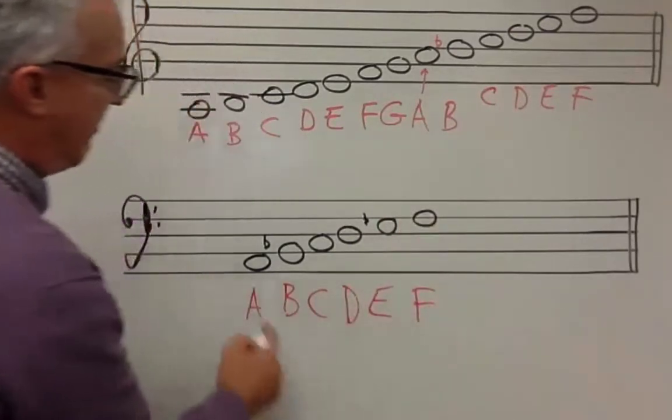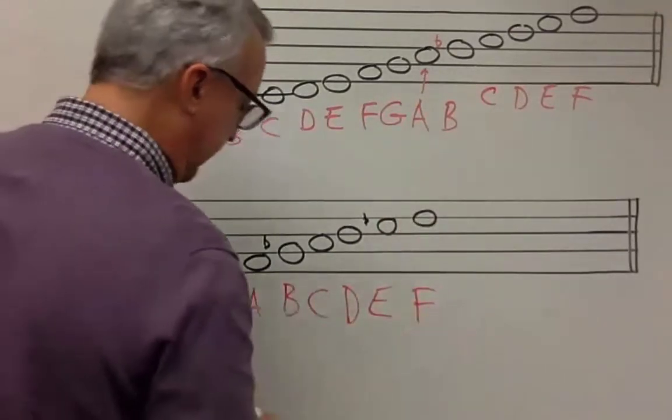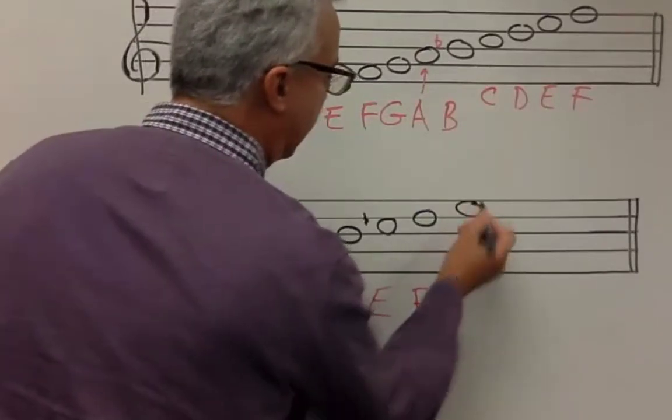So what's the next letter in the alphabet? A, B, C, D, E, F. Well, the next note up would be G, right? And that's where we're going to be headed, is G.